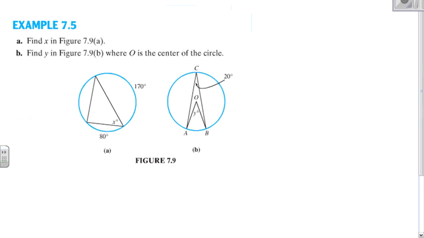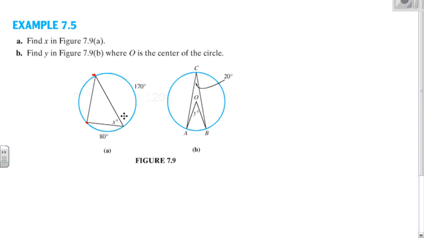So some more examples. Find the value of x. So we do have x is the measure of the inscribed angle. We know we have a 170 degree arc and an 80 degree arc. We don't know how much is left for this arc over here, but we can figure it out because a full circle is 360 degrees.